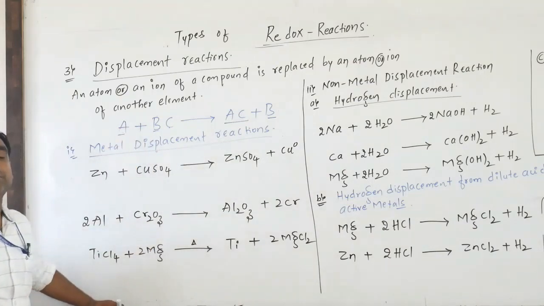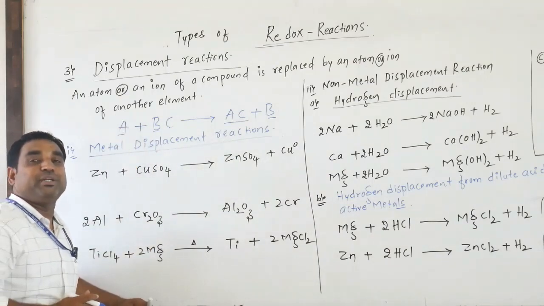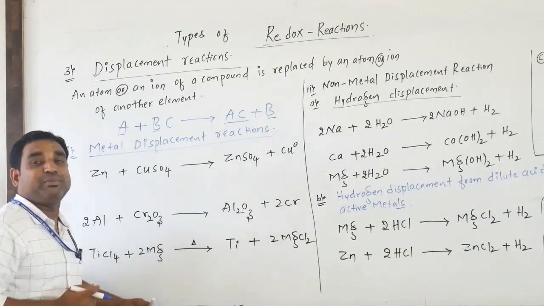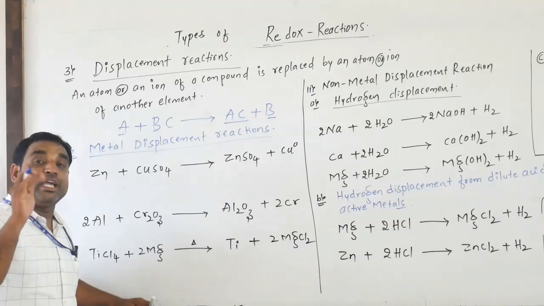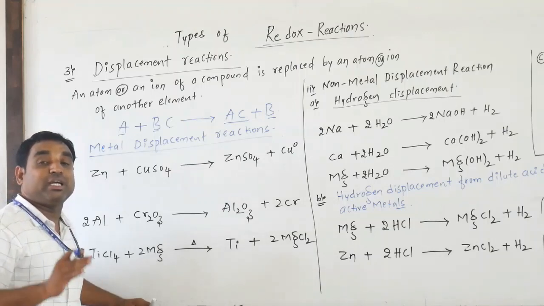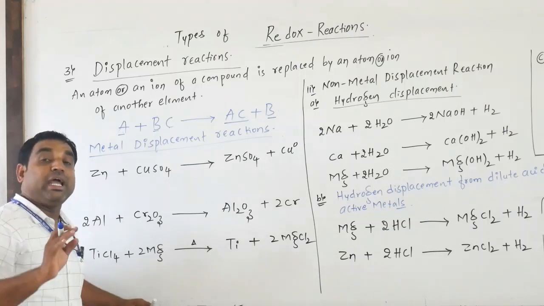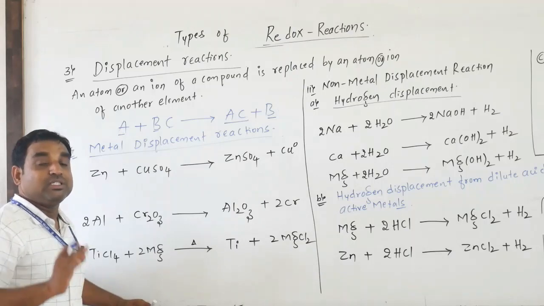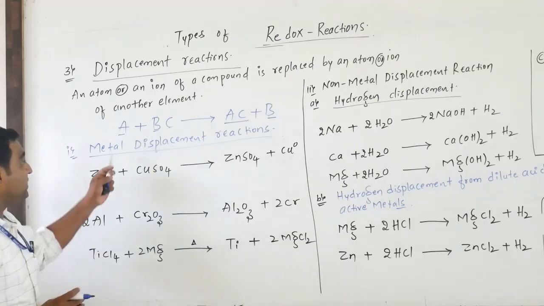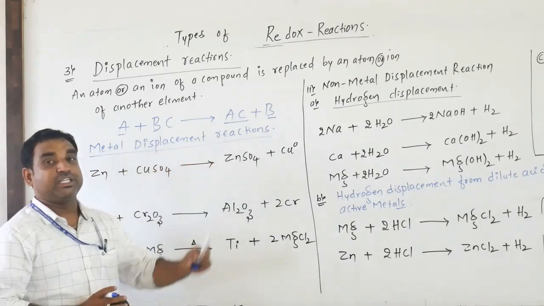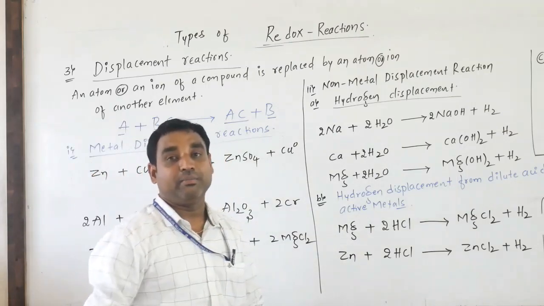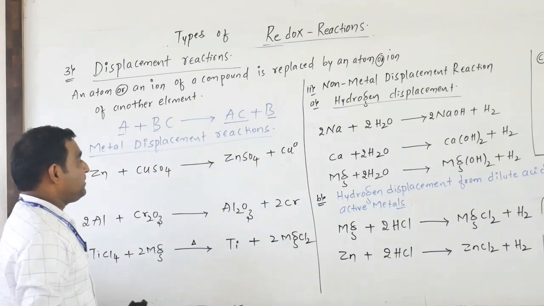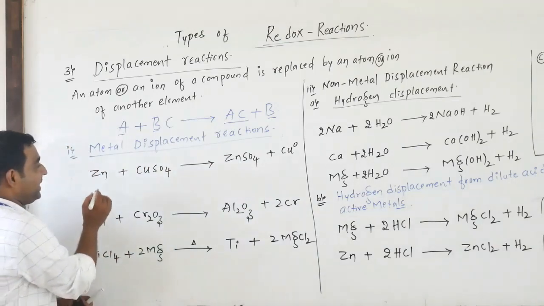So there are many different types of displacement. One is metal displacement, another is non-metal displacement. In non-metal displacement, there is hydrogen displacement and halogen displacement. Now we will discuss the first one, metal displacement reaction. Here, one metal is displaced by another metal.